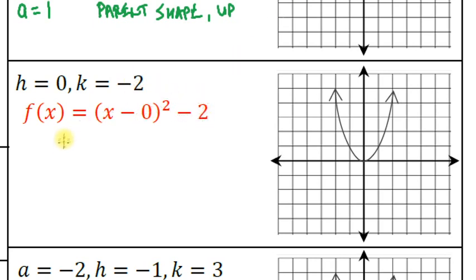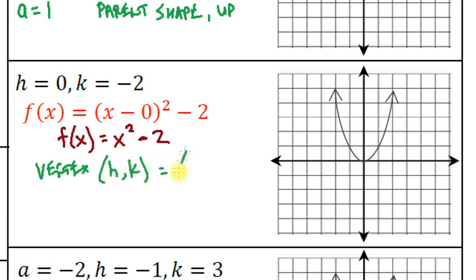You're going to see, class, a lot of times this will actually be written like this: f of x equals x squared minus 2. Notice that's the same equation. This is standard form, but it really just is vertex form, and you're taking into account that there's a 0 here for h, so we don't even have to write it. So both of these equations are exactly the same. We know that in this case, our vertex is going to be at h comma k, which is 0 comma negative 2. There's our new vertex.